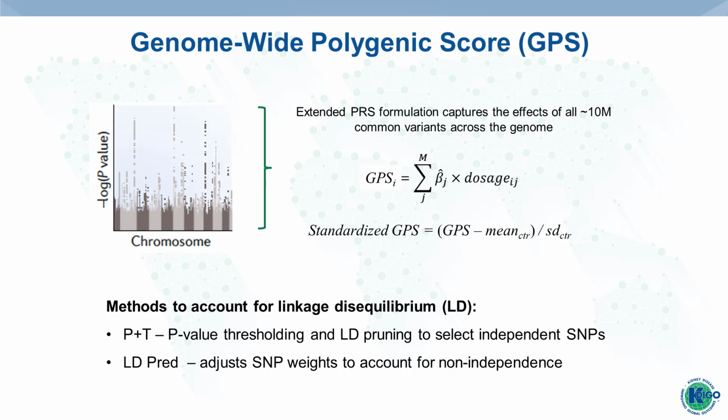So there are various methods that have been developed in the literature to account for linkage disequilibrium. This includes p-value thresholding and LD pruning methods, as well as more sophisticated regression-based methods that can account for non-independence. I'm not going to go through the details here because this is an area of active development in the field of risk modeling, and there are new methods also that are entering the field as we speak.